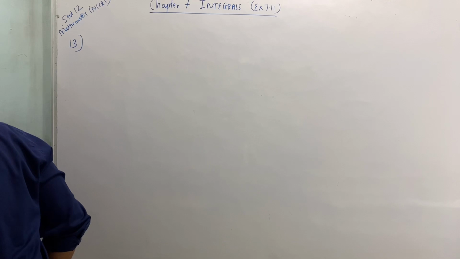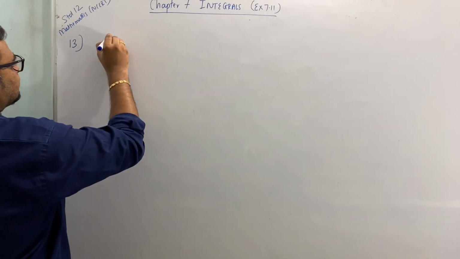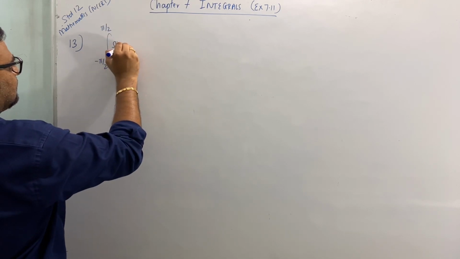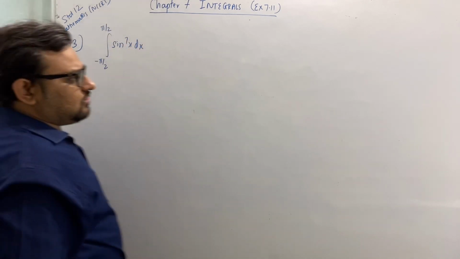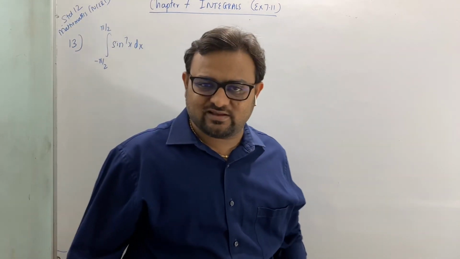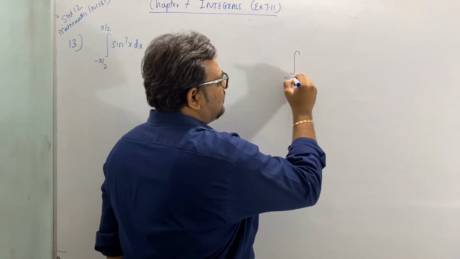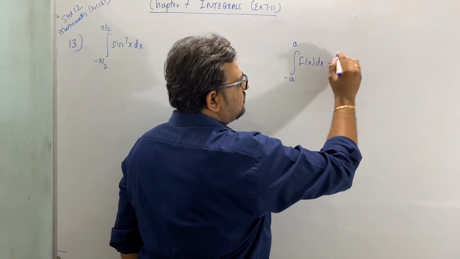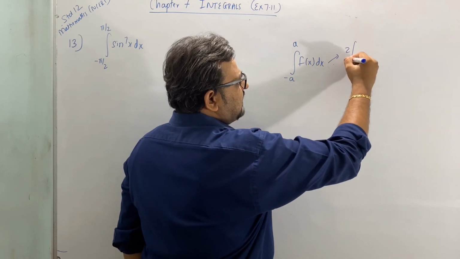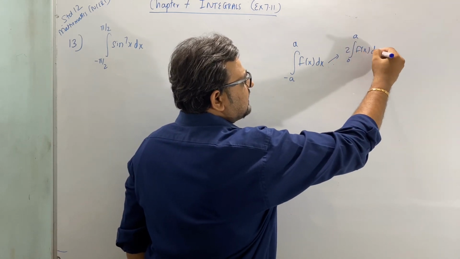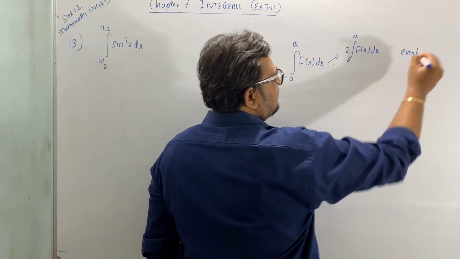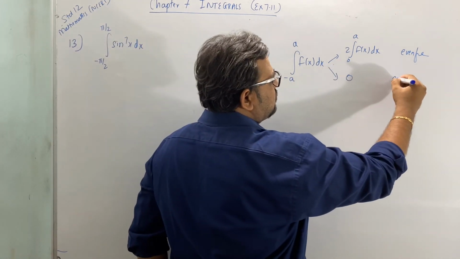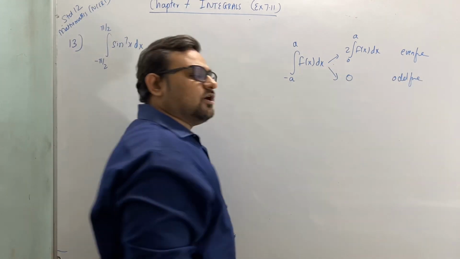Question number 13 is the integral from minus pi by 2 to pi by 2 of sine raised to 7 x. Okay, this sum is similar to 11. Let me repeat. What was our formula? Integral from minus a to a of f x dx is equal to 2 times integral from 0 to a of f x dx if f is an even function, right? And this was equal to 0 if f is an odd function.